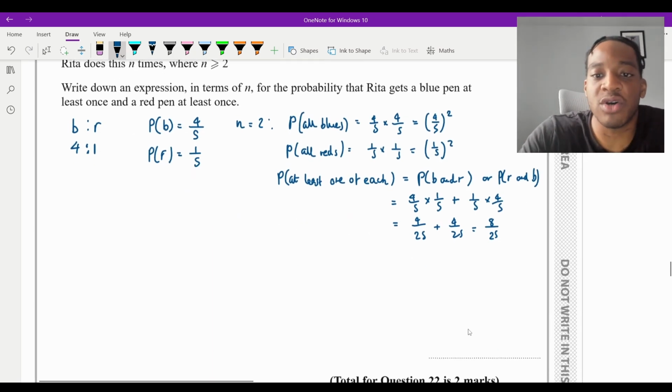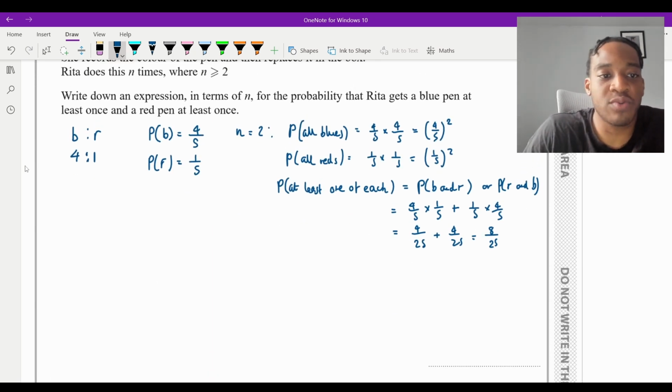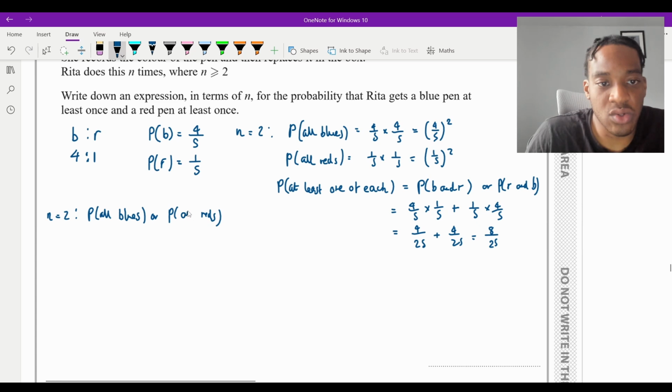Now, why is this important? Because we're able to formulate a pattern. So I'm going to just put this here because we've done this. This is for n equals 2. So I'm going to say for n equals 2, the scenarios that this can happen is either you get all blues, which is, I'm going to write this here, probability of all blues, or all reds, right? Just write this out. All reds, or at least 1 of each.